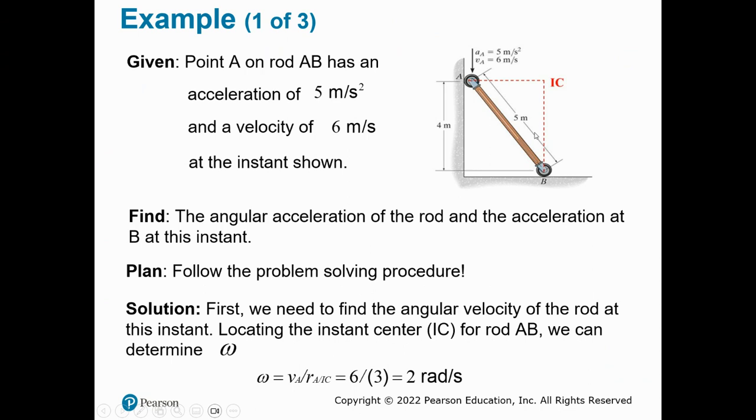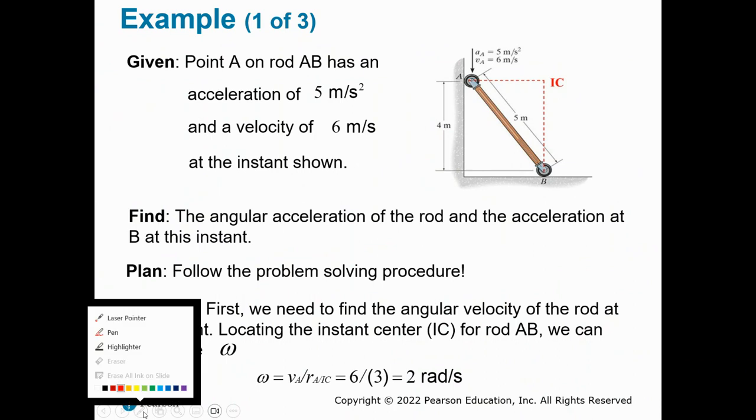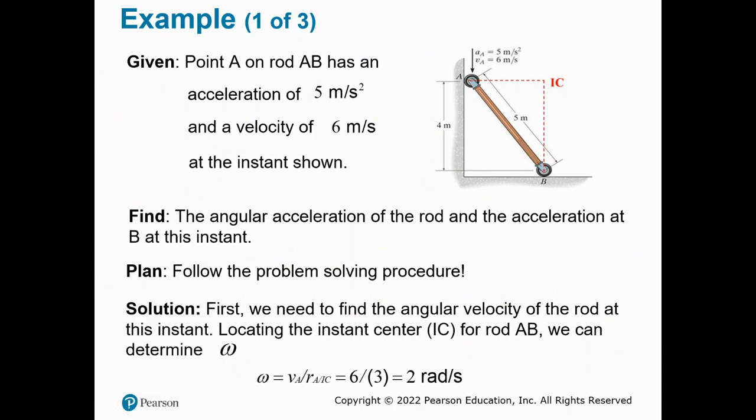We have this rod that is leaning against the wall. We know the direction of B: when A comes down, B will go to the right. So that means the velocity for B will only have the i component, positive i. And the acceleration will only have the j component coming down, negative j. So I know the acceleration is 5 meters per second squared, and we know the velocity is 6 meters per second.